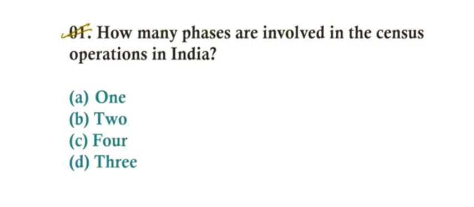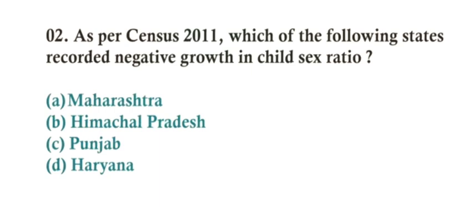The first question. How many phases are involved in the census operation in India? Option number B, 2 is the correct answer. Question number 2. As per Census 2011, which of the following states recorded negative growth in child sex ratio? Option number A, Maharashtra is the correct answer.